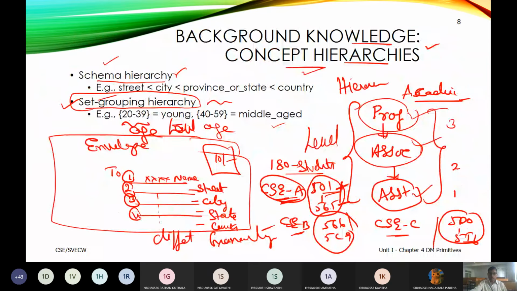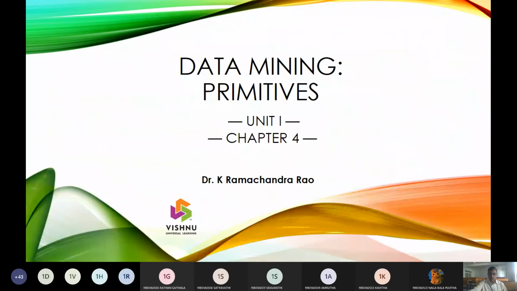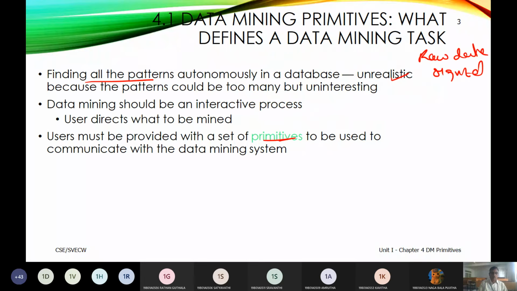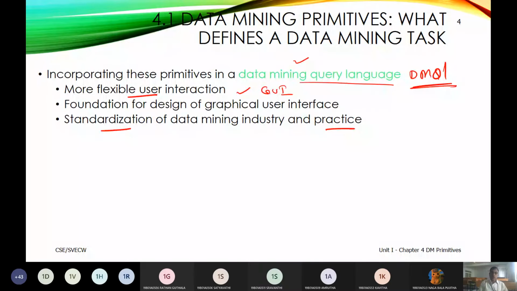So what we have learned so far is the topic we have chosen here: data mining primitives. The main intention was to find out the pattern and to describe the pattern. To find and describe the pattern, we need some tool, some language. That language we call a data mining query language. We need to communicate it to a data warehouse, and for that we need a graphical user interface.